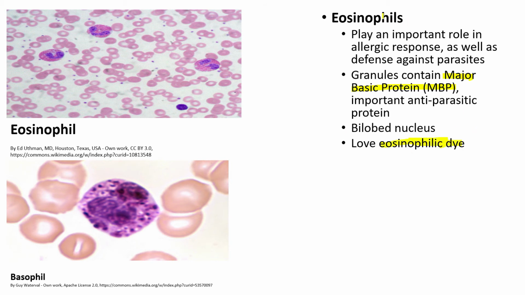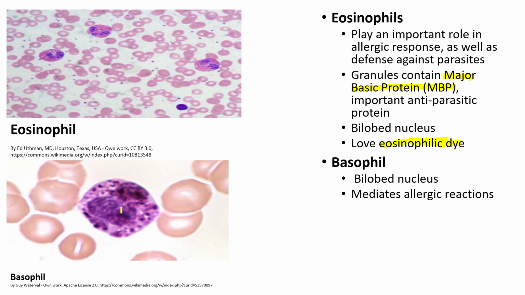So phile meaning love, eosin meaning eosin dye, and so they love eosinophilic dye. So they're bilobed and have granules, and they are going to stain pink because they love eosin dye.